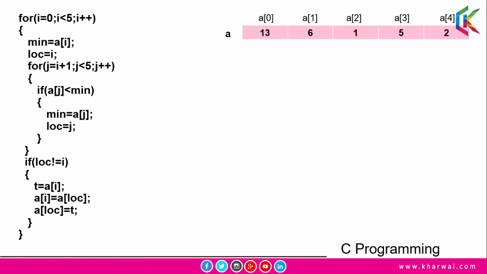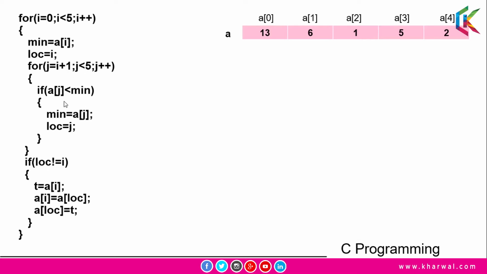If this condition is true, it will check if A[j] is less than minimum. The value of j is 1, so A[1], that is 6, is less than minimum, and we know that the value of minimum is 13. So 6 less than 13 is true. Now we get the new minimum value, that is 6. Here 6 will be assigned to minimum and we store this location in the variable LOC. So now the value of minimum will be 6 and the value of LOC will be 1. After that, j++ will be executed, so the value of j will be 2, and 2 less than 5 is also true.